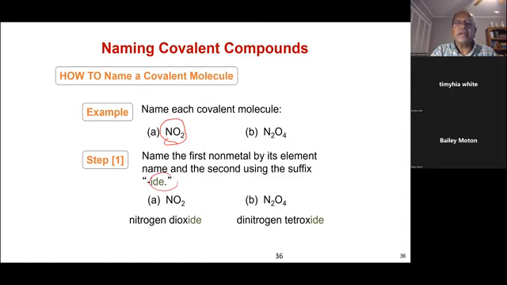For the second element, a suffix. A suffix is something you add to the end of a word. The suffix changes oxygen to oxide. This is a prefix, and ide is the suffix. Prefixes are used to tell the number of atoms.